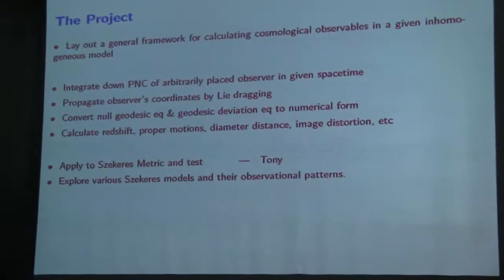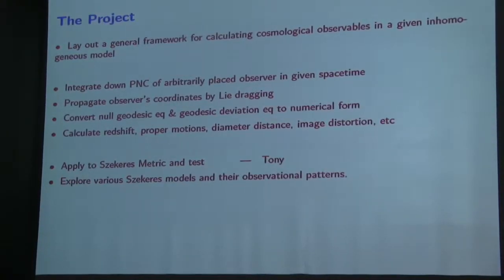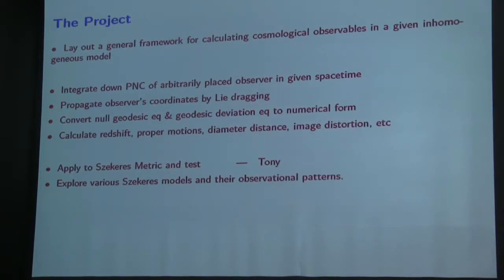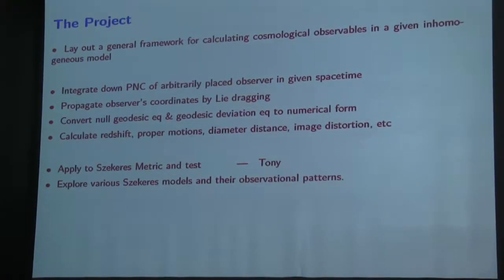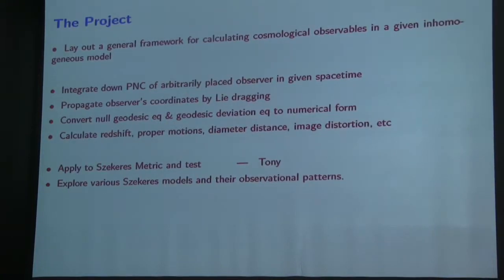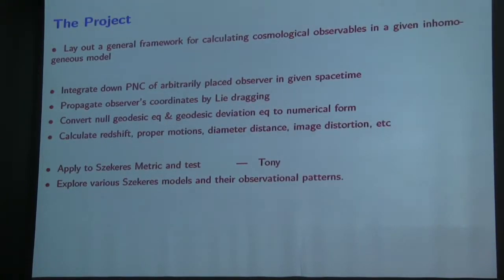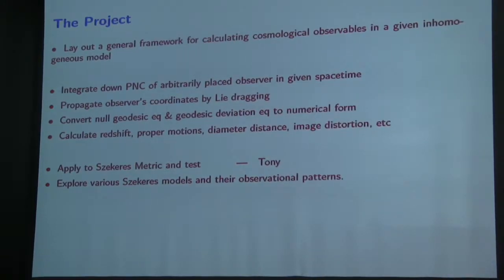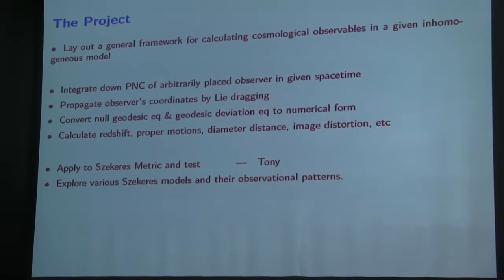And using that, we then want to calculate things like the redshift, the proper motions, the diameter distance, image distortion, and so on. And this is work still underway. But our main application is to the Szekeres inhomogeneous model, which Tony's going to tell you about. Very interesting model. There's lots of possibilities there, lots of options, lots of inhomogeneity that you can explore.